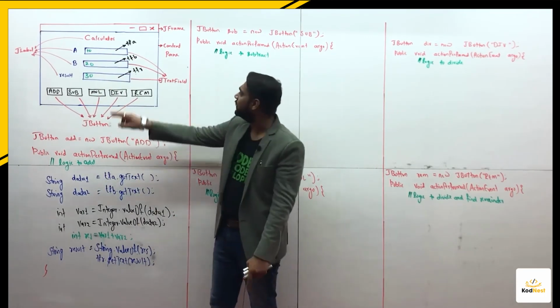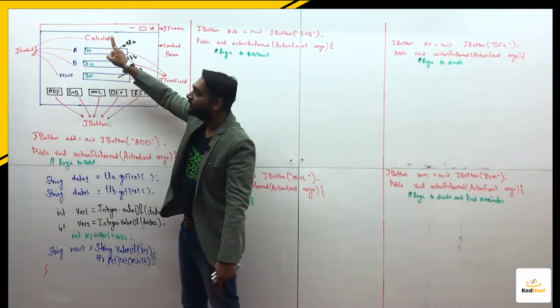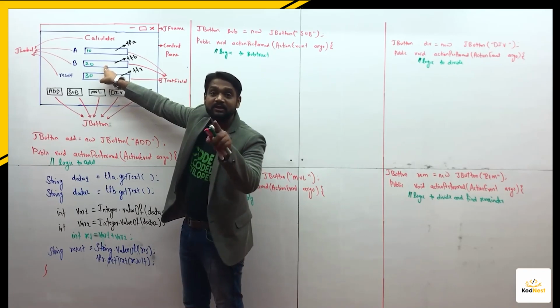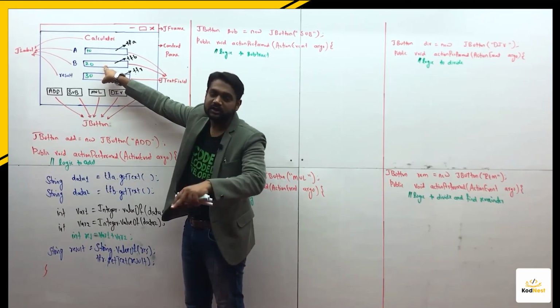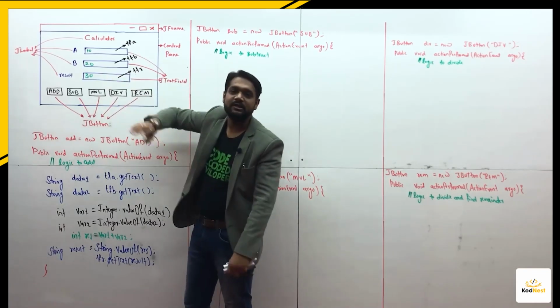That is the reason I told you the variable names are important. From this text field, take data. From this text field, take data. It will be in the string format. Convert it to integer. Perform addition. That result, convert it to string. Put it here or set it here. Work is over.